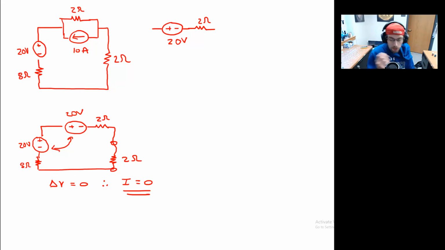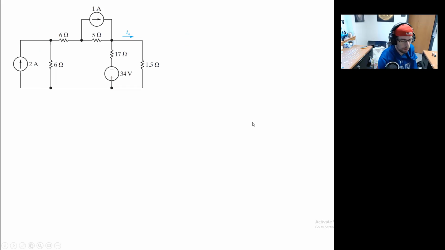Okay, so let's try one more for kicks. Here we go. Example problem. Okay, so here's another example problem for us. Let's go ahead. We want to find the current flowing through the 1.5 ohm resistor. Go. You got it?